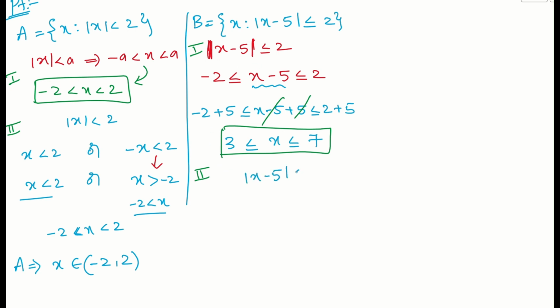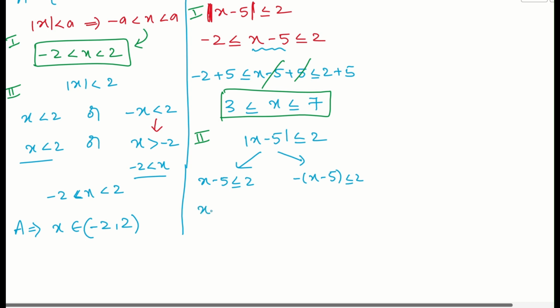Mod x minus 5 is less than or equal to 2. Meaning what? The expression inside the mod can be positive, and it can also be negative. So what is this? If I send negative 5 to the other side, it will become positive. So x is less than or equal to 2 plus 5, which is 7.